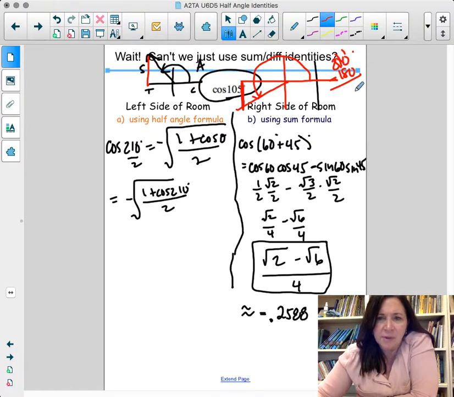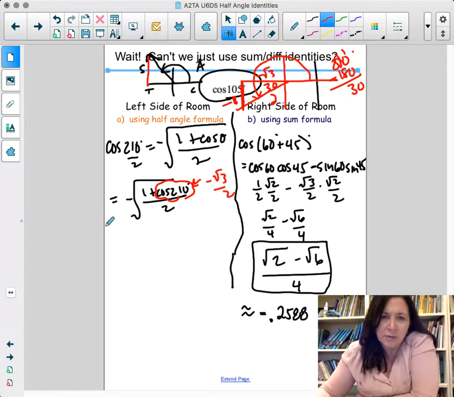And that's going to be 30 degrees. Across from 30 is negative 1. This is 2. This is the square root of 3. So cosine is the adjacent over hypotenuse. So this value right here is going to be negative root 3 over 2.